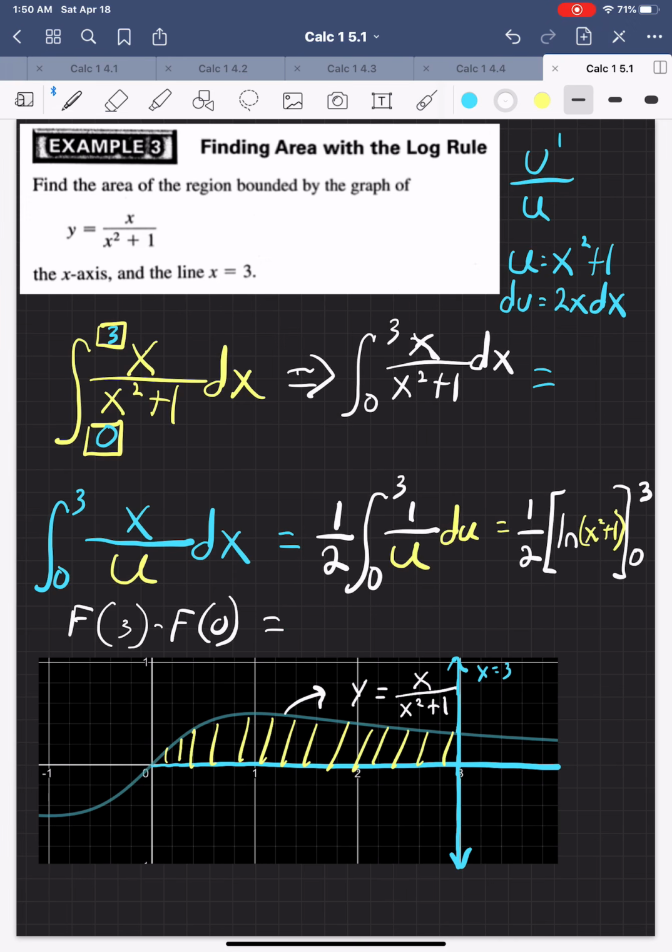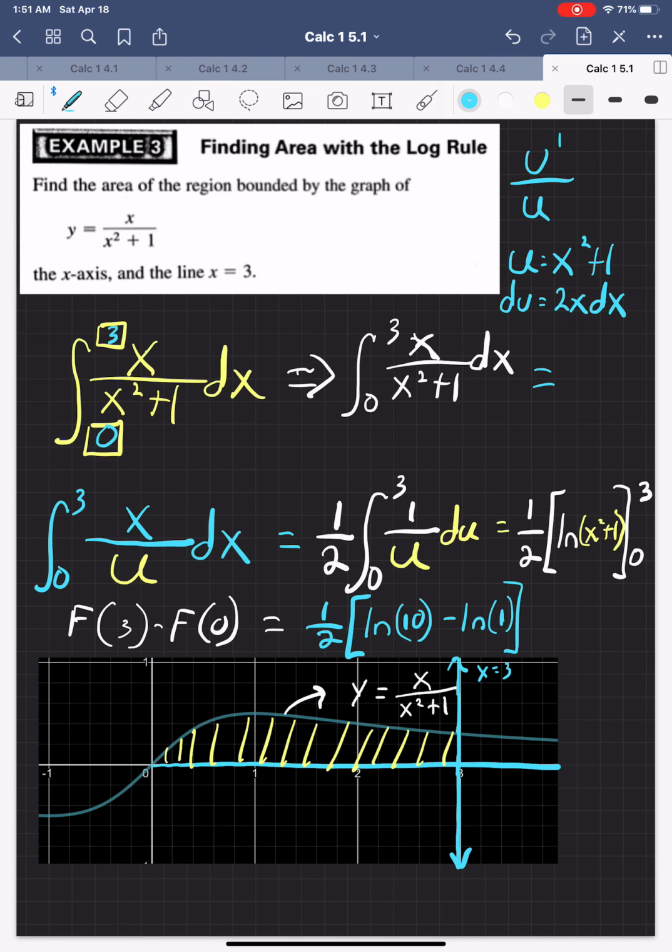What does that give us? That gives us 1/2 ln of, start with 3. So ln of, well, 3, right, plugging 3 in. 3 squared is 9, and 9 plus 1 is 10. So ln of 10 minus ln of, well, let's plug a 0 in. So 0 squared is 0, and 0 plus 1 is 1. ln of 1.